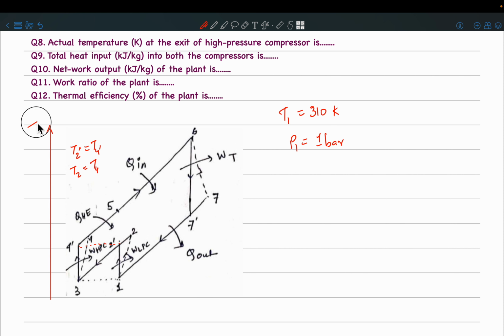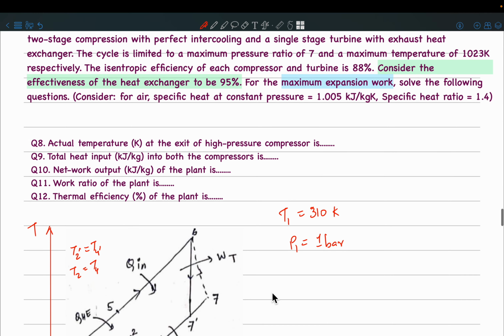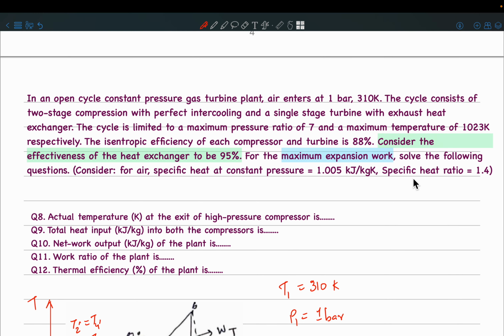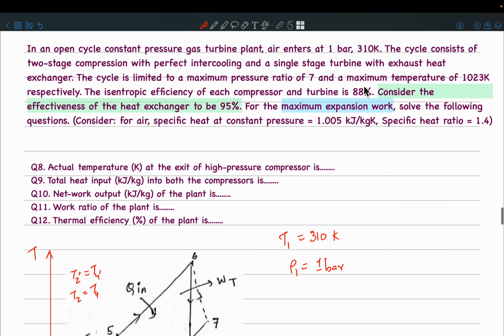So this is the T axis, and we have the S axis, entropy. Okay. So the cycle consists of two-stage compression with perfect intercooling and a single-stage turbine with exhaust heat exchanger.